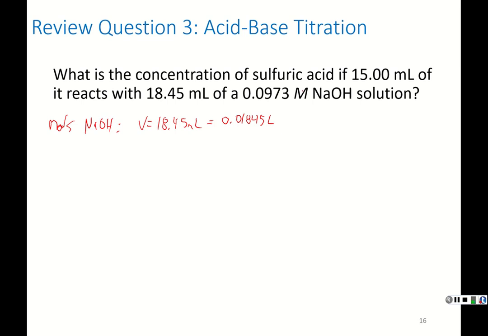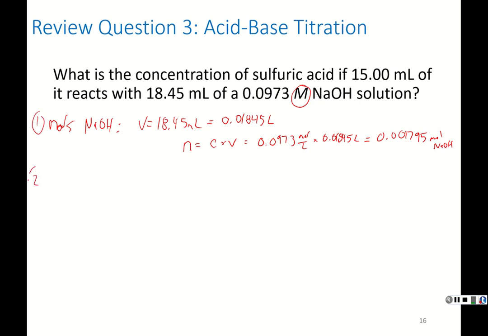And that's because our concentration units are in moles per liter, so we need that to cancel. Right, so then our number of moles is just going to be our concentration times our volume. So our concentration was 0.0973 moles per liter. We multiply that by our volume. And what do we get? We get 0.001795 moles of NaOH. Right, so that's our first step.